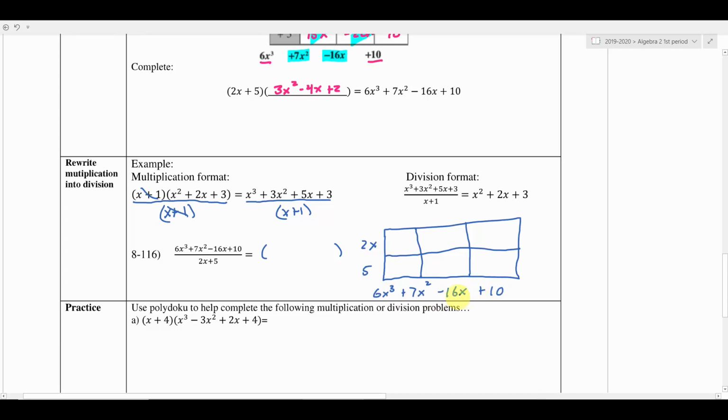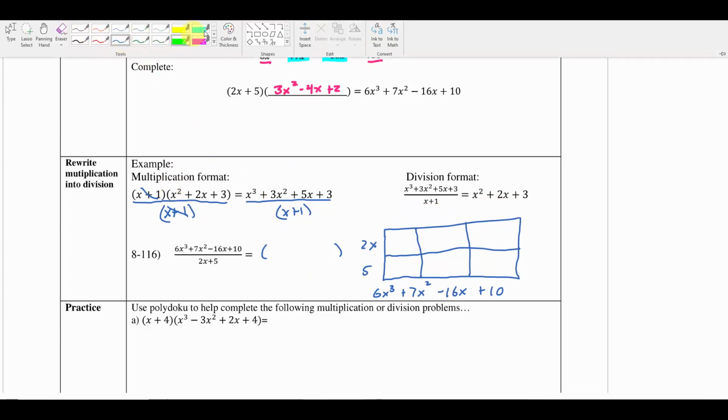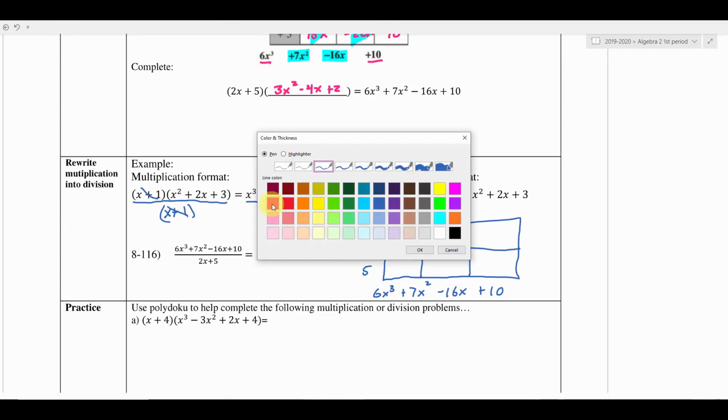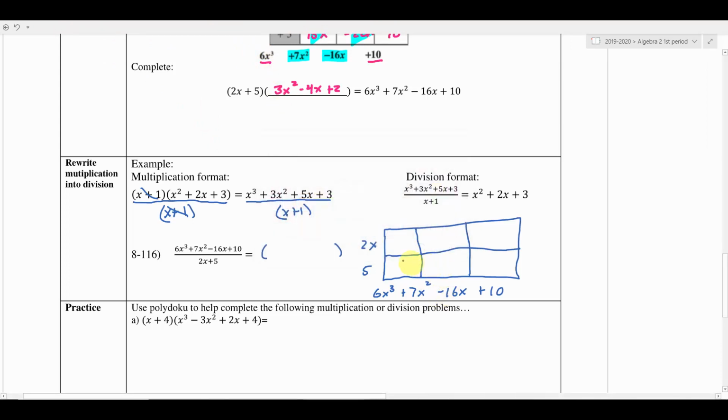I'm going to put that down here at the bottom, and we need to figure out what goes up here at the top. Okay, so I'm going to grab a different color pen here so we can differentiate things easily. All right, and here we go. I'm going to start the Polydoku just like I did with this one up here. It's no different of a problem. I'm going to take that 6x to the third, and I'm going to put it right there.